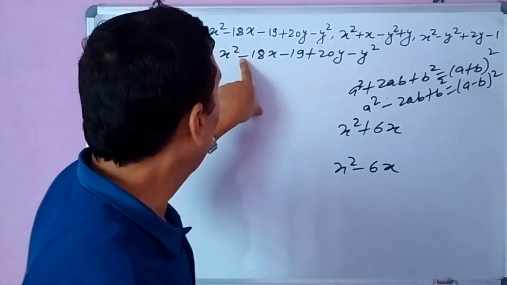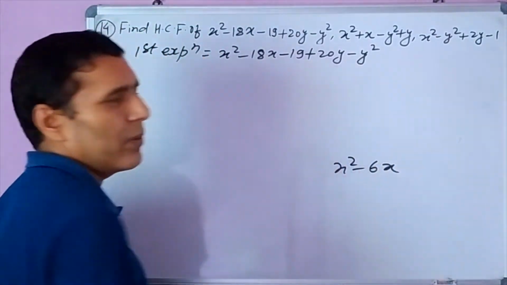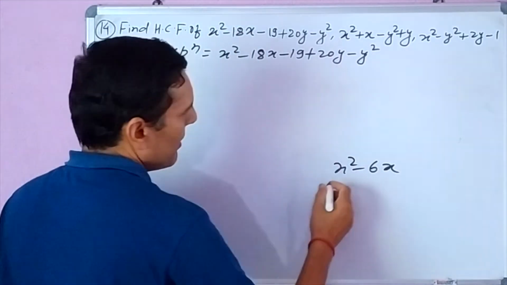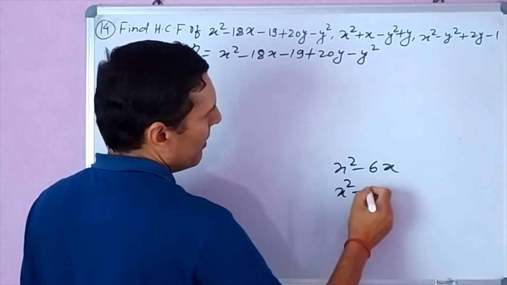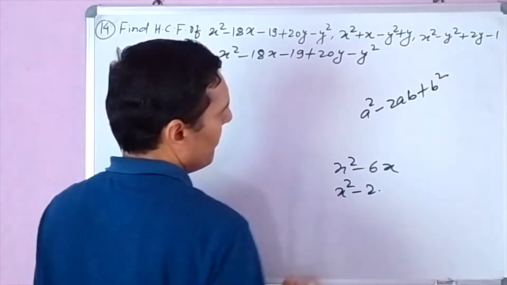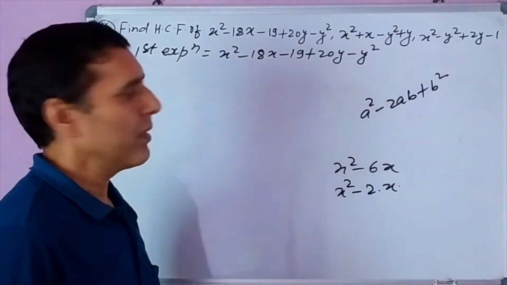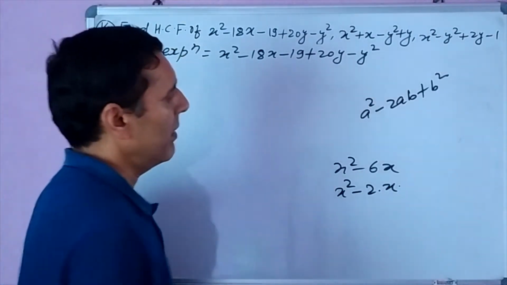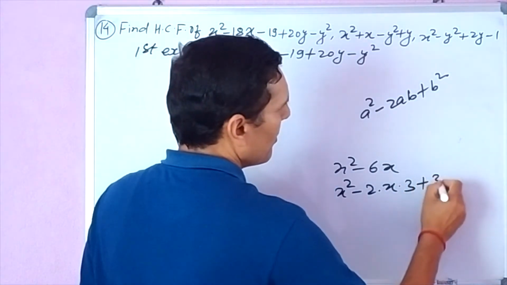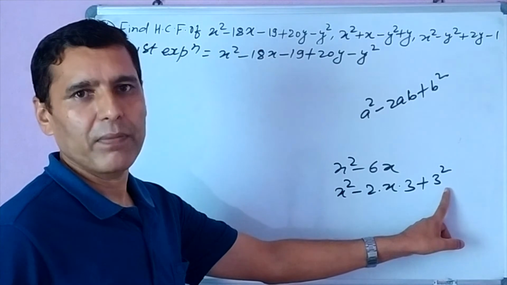As we have a minus sign in the second term, we make it a square minus 2ab plus b square, so that we can write a minus b whole square. So how do we complete the square? Look here, from the formula we are making a square minus 2ab plus b square for this. 2a is x. Now what should b be? To make it 6x, it should be 3. If b is 3, then b square is 3 square.